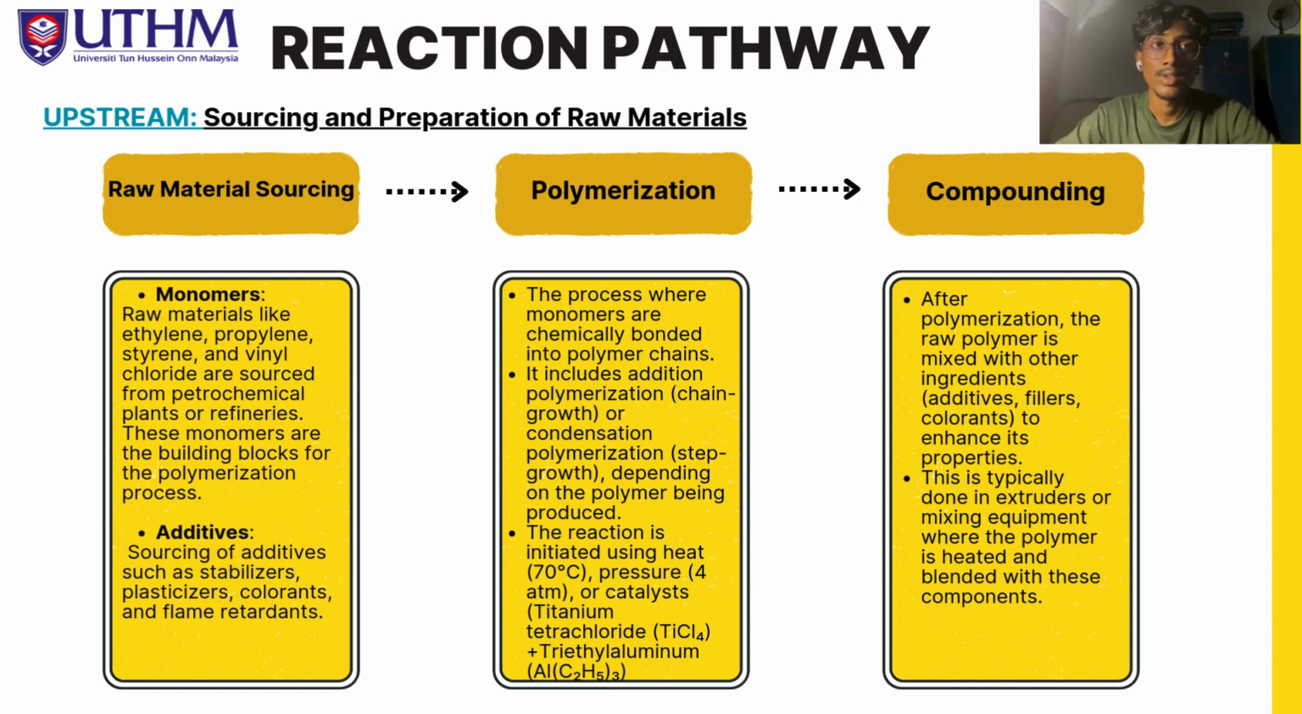So for the first part of the reaction pathway, we'll talk about upstream, which means sourcing and preparation of raw materials. Firstly is the raw material sourcing, where monomers are one type of the raw materials. For example, monomers like ethylene, propylene, styrene, and vinyl chloride are sourced from the petrochemical plants or refineries. And then additives such as plasticizers, colorants, and flame retardants are also sourced for the next step, which is polymerization.